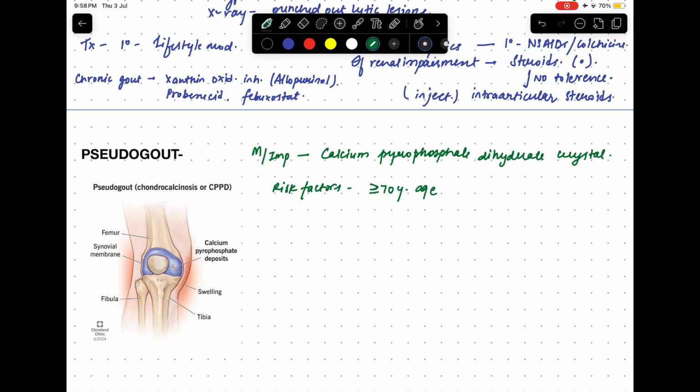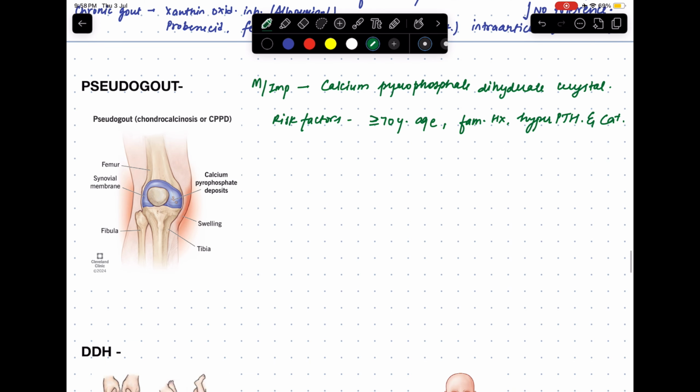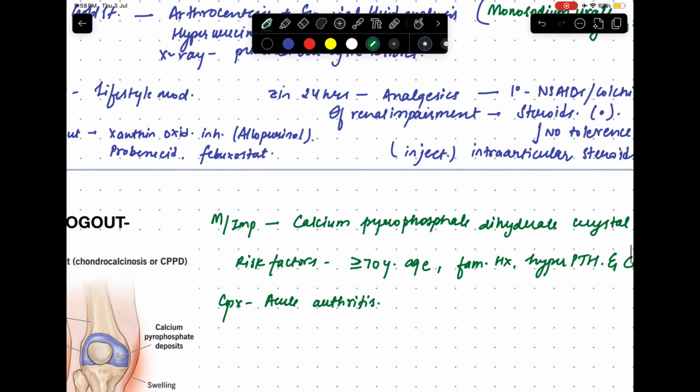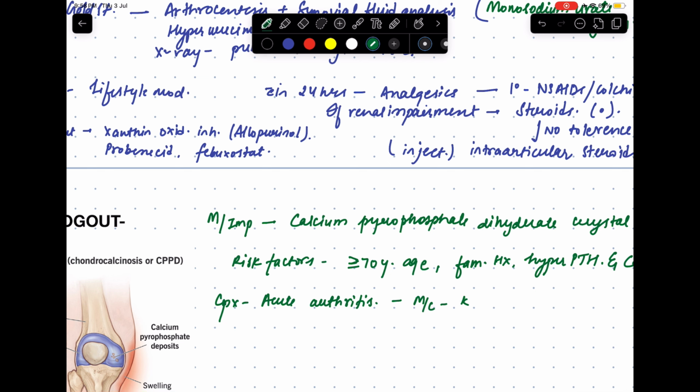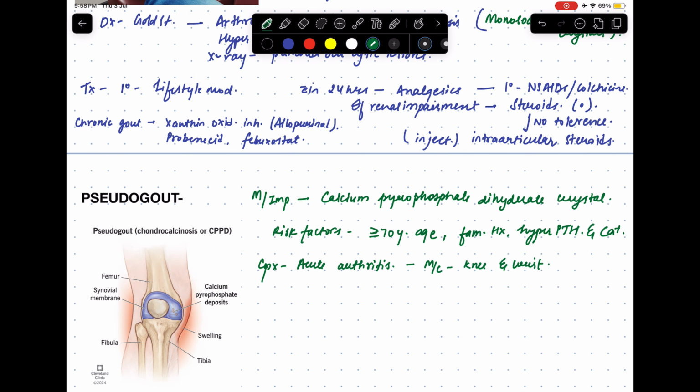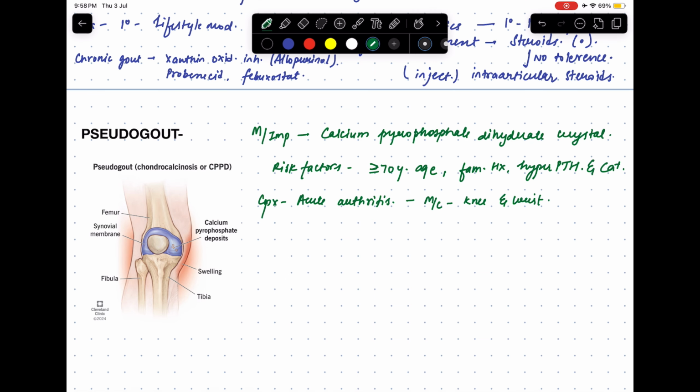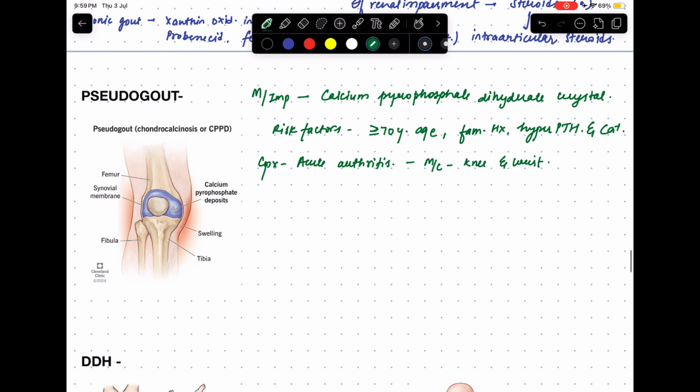Now what are the risk factors associated with pseudogout? The age has to be more than 70, and family history of pseudogout is very much important. Along with that, hyperparathyroidism or hypercalcemia are also risk factors for pseudogout. Now, talking about the clinical presentation, similar to gout, we have acute arthritis and chronic arthritis. Acute arthritis mostly affects the knee joint and the wrist. In chronic arthritis there are different types, but that is not important for AMC.